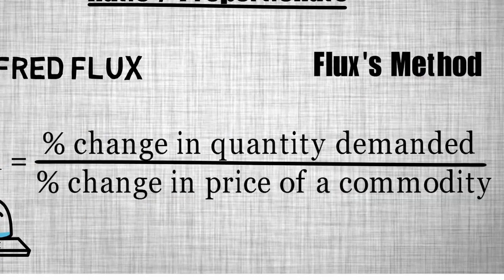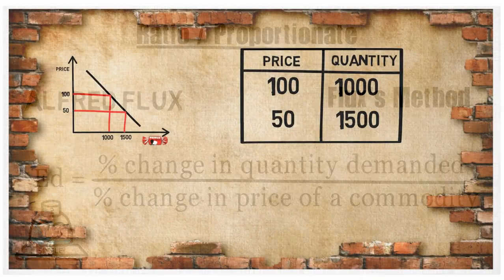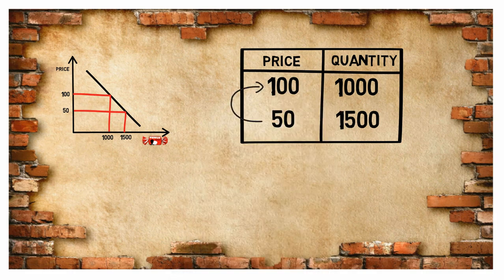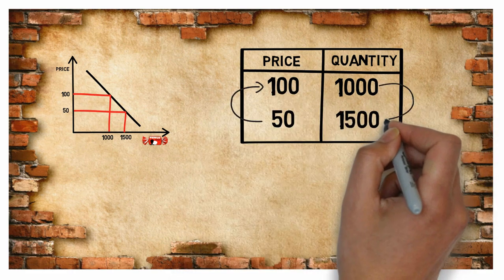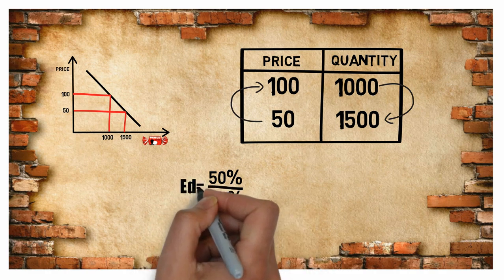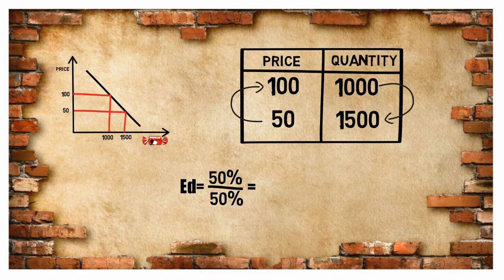If we apply a formula in this case, then the percent change in price from Rs 100 to Rs 50 is 50% and the percent change in quantity from 1000 to 1500 is also 50%. Hence, the price elasticity of demand for our chocolate is equal to 1. Or in other words, it's unitary elastic.